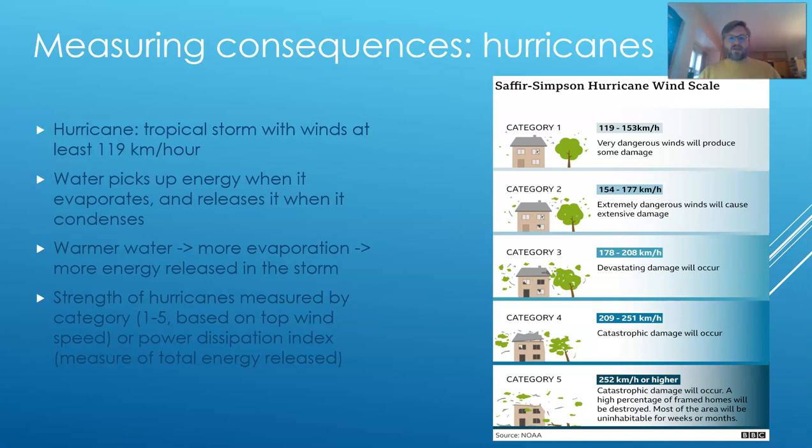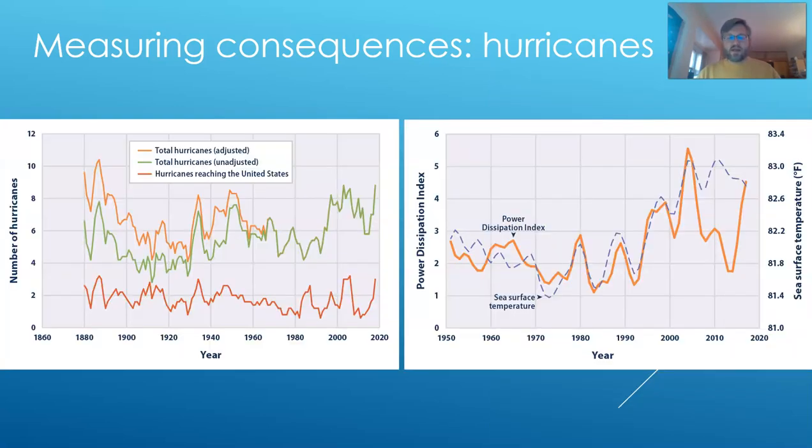Another way that we might measure the strength of hurricanes is something called the power dissipation index. This is a measure of the total amount of energy being released by the hurricane. Right? Hurricanes are these collections of energy, energy that's being sucked up by evaporating water and then released as it condenses into clouds. This is putting all this energy into the hurricane and powering it. And if we measure the total energy that a hurricane is releasing, that's another way of looking at the strength of hurricanes.